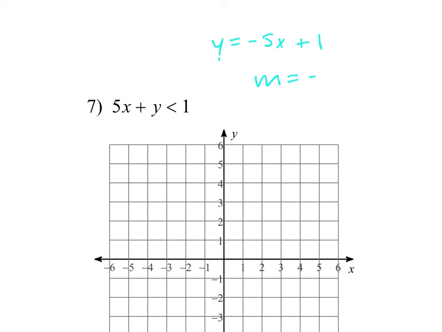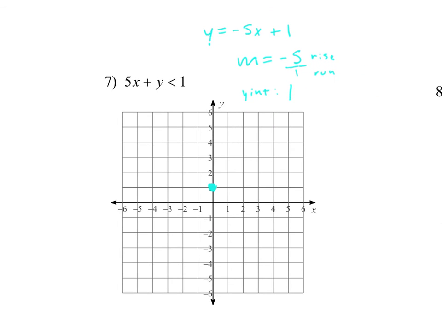So we're going to put a dot on 1. And then how do we put our slope into a fraction? Put it over 1. So we have our rise over run. Since our rise is negative, we go down 5 and to the right 1. So down 1, 2, 3, 4, 5, and to the right 1. Do we connect our 2 points with a dotted line or a solid line? A dotted line.